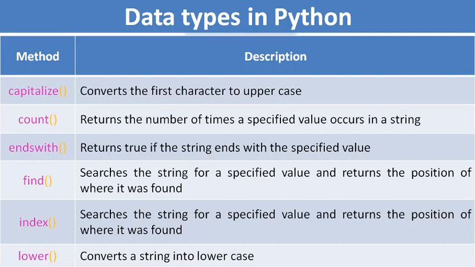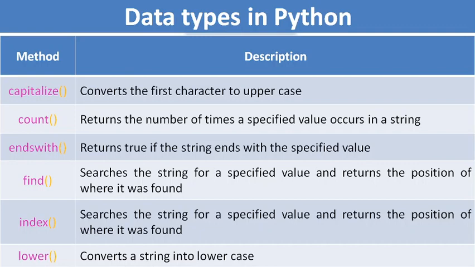Functions related to the string data type. What is the function? Capitalize. It converts the first character to uppercase. Count. It returns the number of times a specified value occurs in a string. If a string is welcome, and you try to find how many times e has occurred, then it will return 2, at the second position and then the last position.